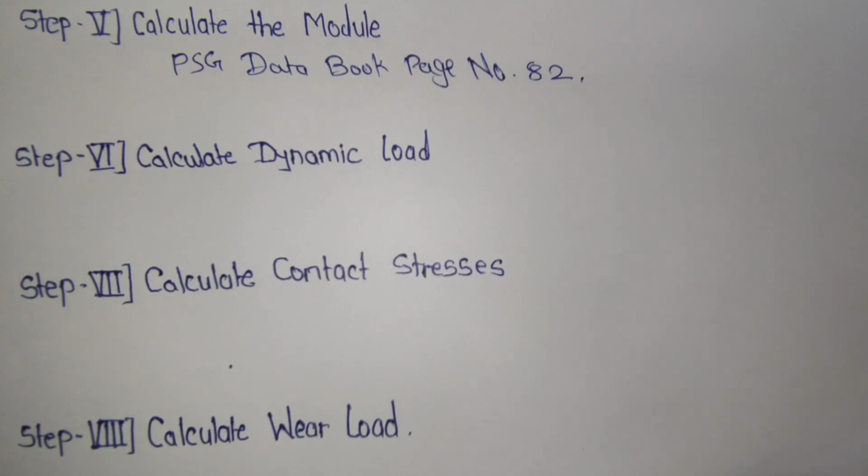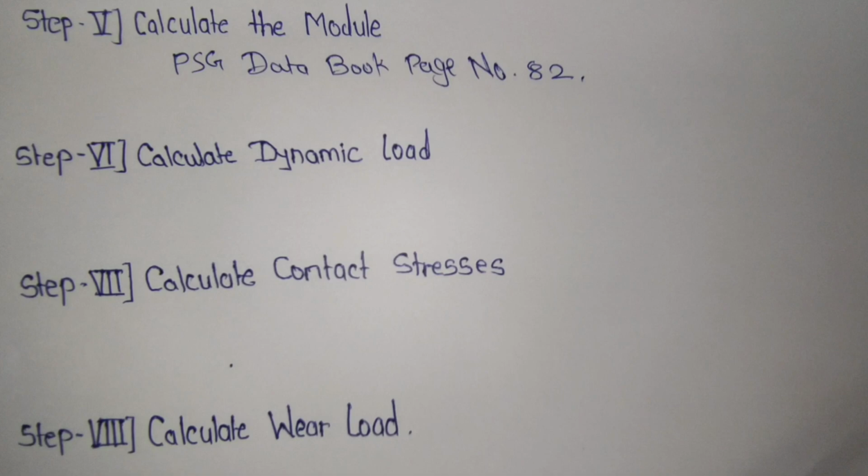In step number 7, we have to calculate contact stresses, which are given on page number 8.18, and their values are given on page numbers 8.19 and 8.20. In the last step, we have to calculate the wear load, whose formula is given on the same page number 8.51. These are all the 8 steps required for solving the spur gear numerical and helical gear numerical. You can use all these 8 steps one by one to solve those numericals easily without any mistakes.